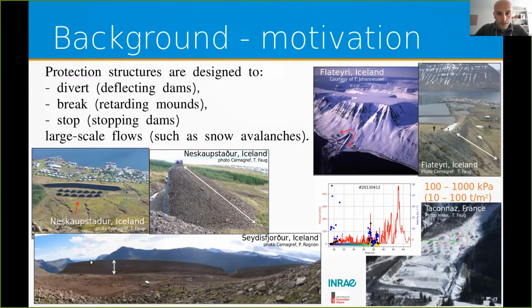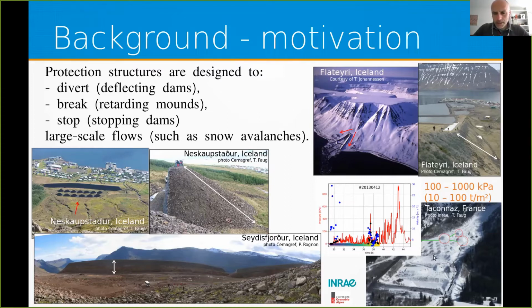You can see here another stopping dam in Seyðisfjörður. Here 2 deflecting dams that form a wedge to deflect the avalanche in 2 directions. I would like to attract your attention to the size of these structures. Here with my colleagues, we are on the top of the retarding mounds. Here you can see the bus that gives you the scale of this stopping dam. And here we are walking along the crest of these deflecting dams. So we are trying to fight against very large scale flows.